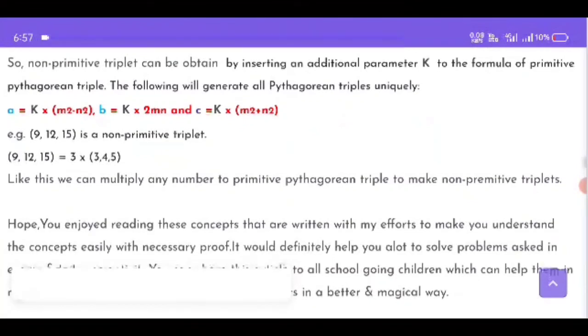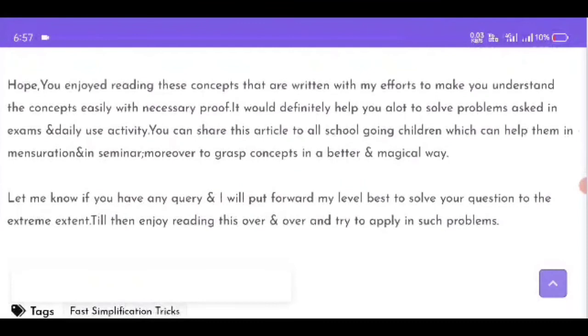I hope you enjoyed reading these concepts, which are written with my efforts to make you understand them easily with the necessary proof. It will definitely help you a lot to solve problems asked in exams and in daily use, especially in 9th and 10th exams, just the mensuration ones. You can share this article with all school children and teachers, which can help them in mensuration and in grasping concepts in a better and magical way. Let me know if you have any query and I will put forward my level best to solve those questions of yours. Enjoy reading this over and over and try to apply it in such problems.